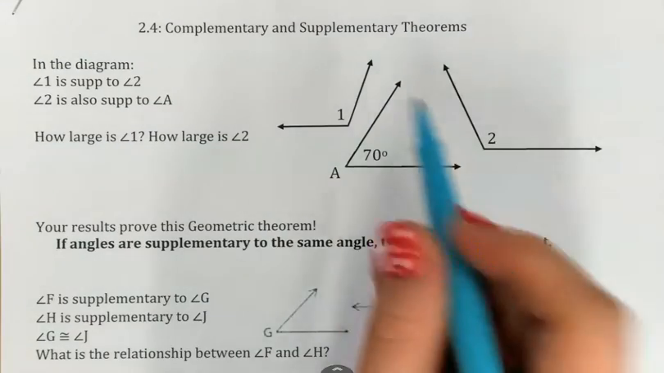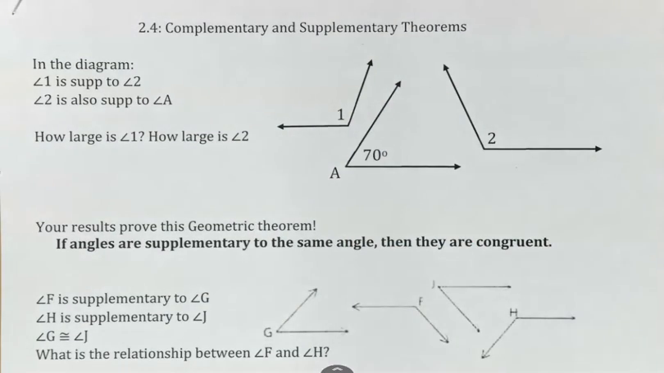In this diagram, I have these 3 angles, and I'm told angle 1 is supplementary to angle 2. Remember, that means that angle 1 plus angle 2 is 180 degrees. Angle 2 is also supplementary to angle A. How large is angle 1? How large is angle 2? So let's take a look.